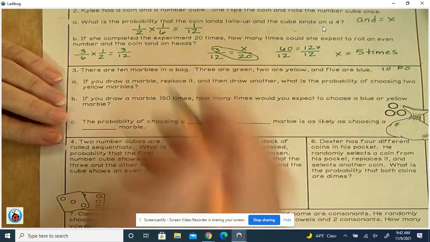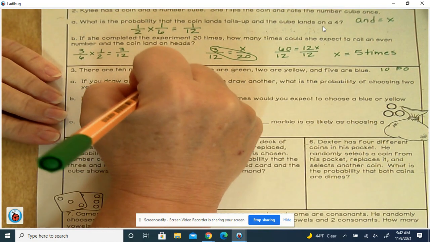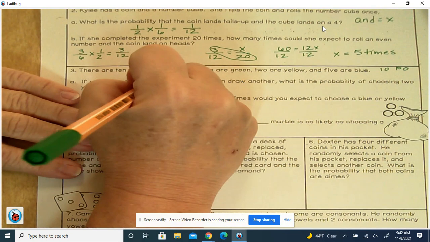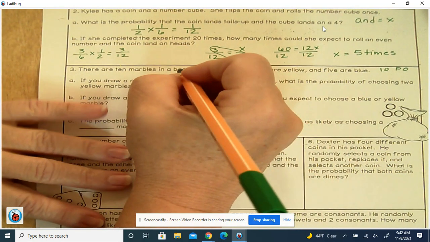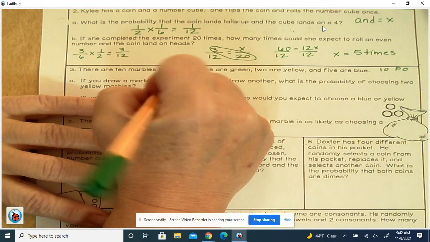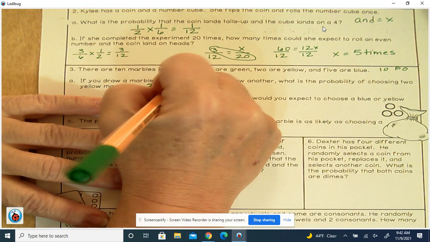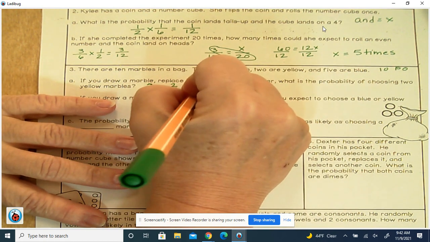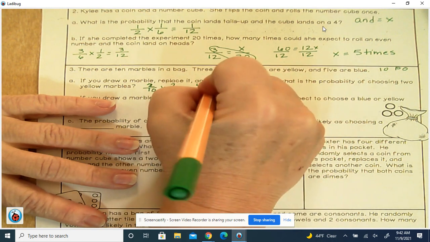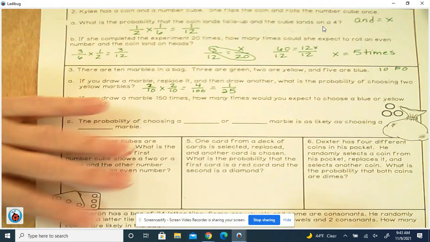So there's 2 yellow marbles. So you've got 2/10, and it's "and," so you're going to multiply that. And then another yellow is 2/10 because you put it back. You multiply those, you get 4 out of 100. And 4 out of 100 simplifies to 1/25.